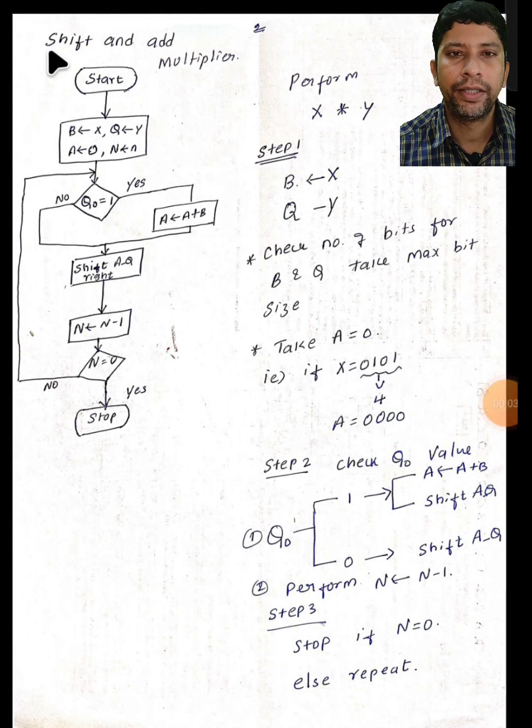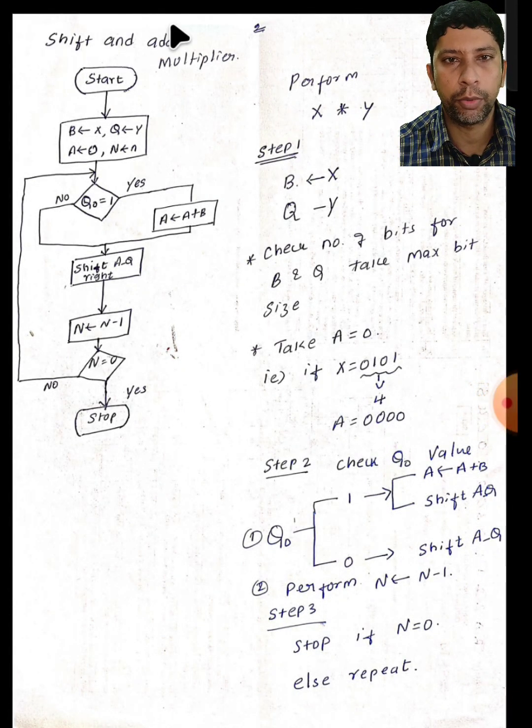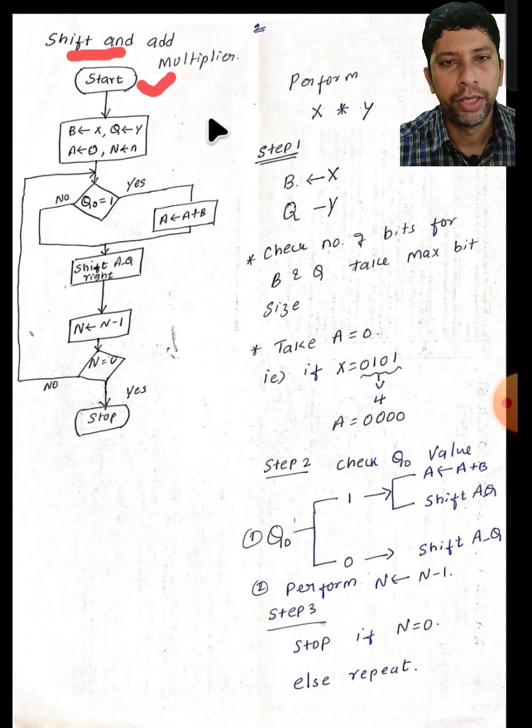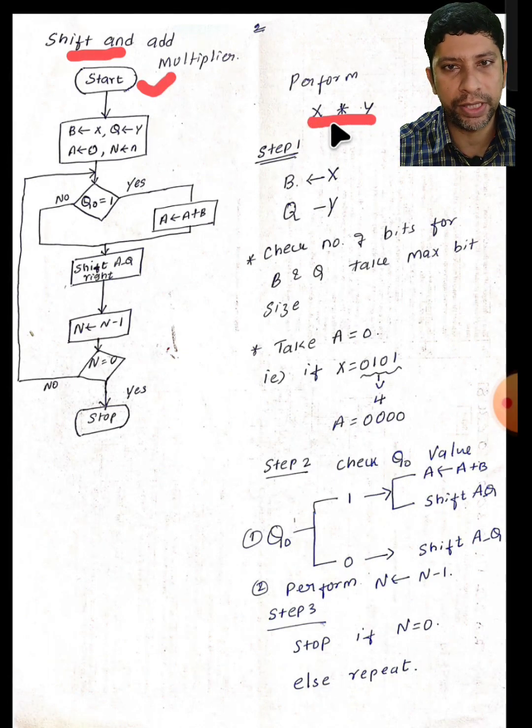Hello all. In this video lecture, we are going to see about the shift and add multiplier. We are going to see what the process is and what happens here. Initially, we start with two variables x and y. Say, for example, this is 4-bit and this is 4-bit.